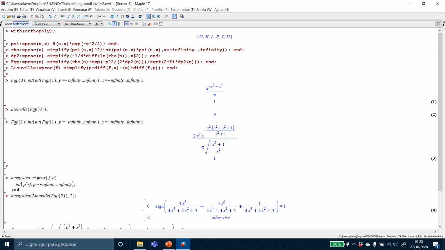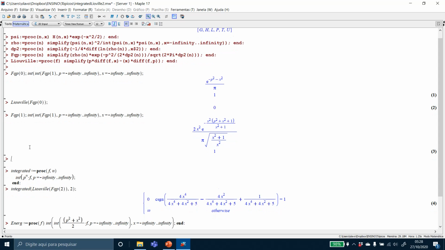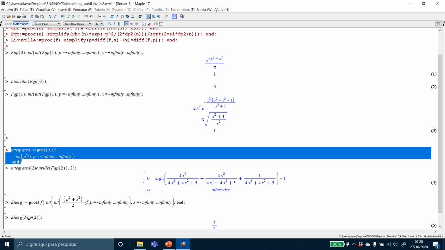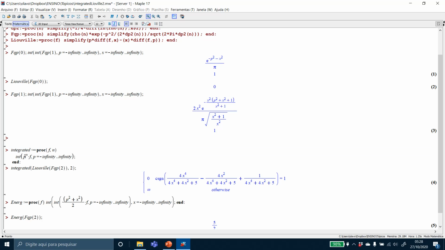For instance, for the first excited state, we have this, and we can show that this calculation does not give exactly 0. But this is not the requirement of the axiom. The requirement of the axiom is that the integrated Liouville equation over the momentum space must be 0 for the first 3 moments. So let's see if this happens.